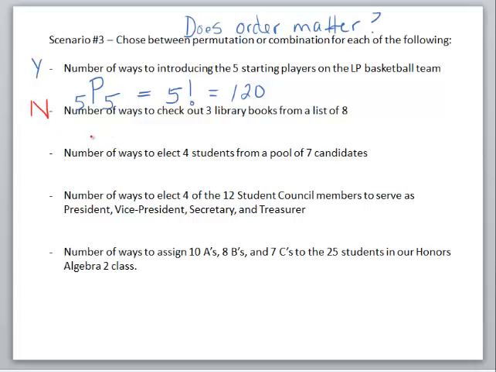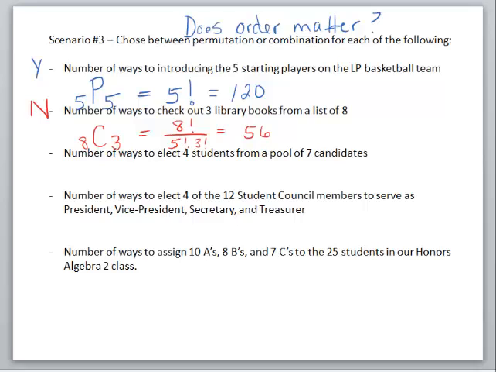If the order does not matter, this is a combination. I'm going to have 8 things, and I want to take them in a group of 3. I have 8 things, and I'm going to choose 3 of them. This is going to give me 8 factorial divided by 8 minus 3, or 5 factorial, times 3 factorial. This gives me a total of 56 different ways for me to choose 3 books out of a group of 8.